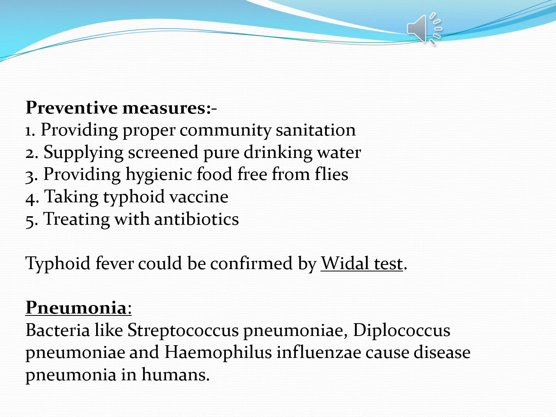Second, we have to drink purified water. Next is providing hygienic food free from flies. Whenever we eat roadside food, we have to ensure that the food is hygienic and good, and that it is covered in the proper manner. Next, typhoid vaccines are available. If you take the vaccines, we can prevent typhoid disease.